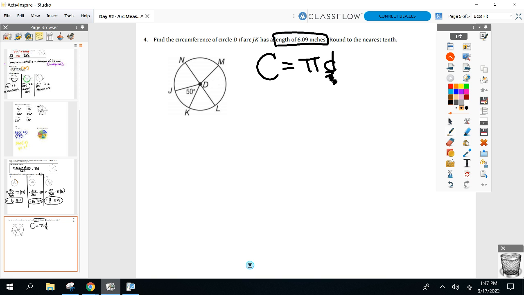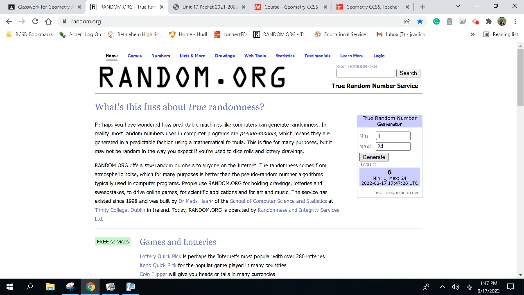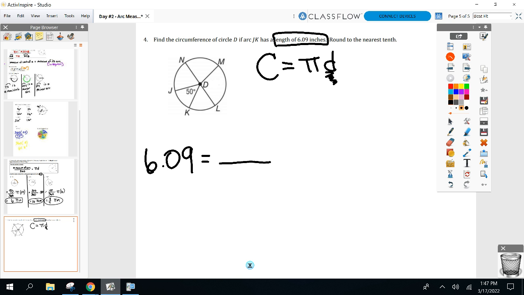So that 6.09 is equal to that formula we used during the second half of today, which says what? Length of an arc is equal to measure over 360 times circumference. What's the measure of the arc? That's given to you. 50 over 360 times circumference, pi d. And guess what we're going to solve for now? D. Now the question is, what are your algebra skills like to solve for d? Is everyone all right with my equation up there? Length of an arc equals measure over 360 times circumference.